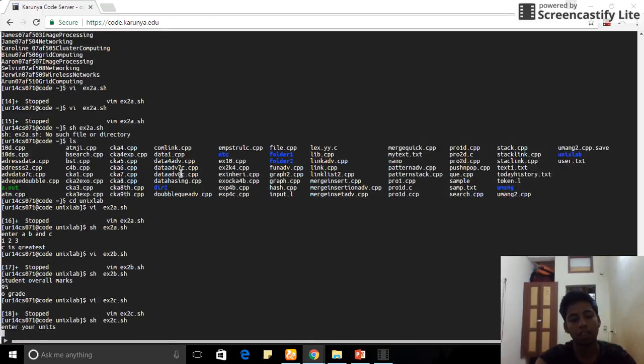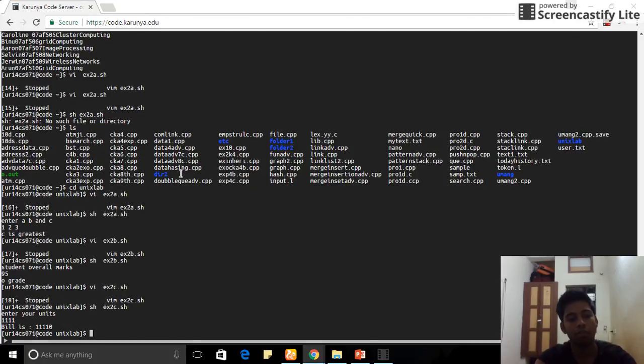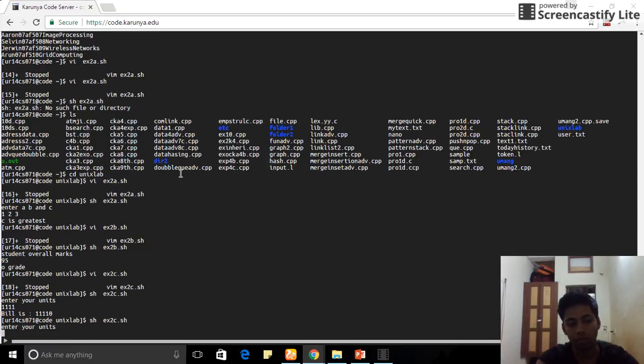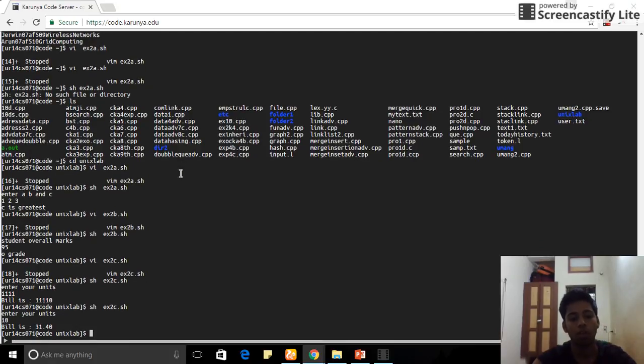So if it is 1000 units, you can see that the value is multiplied by 10, so I am giving 1000. You can see here that the bill is multiplied by 10. If the value is between 0 and 100, it needs to be multiplied by 3.14. So now I am giving 10 units, so the result 31.4 should appear, and you can see it here.